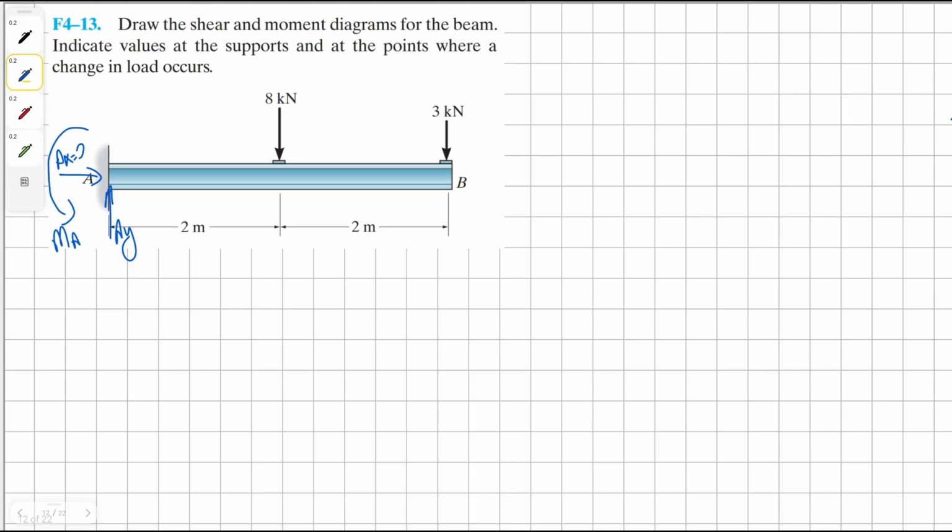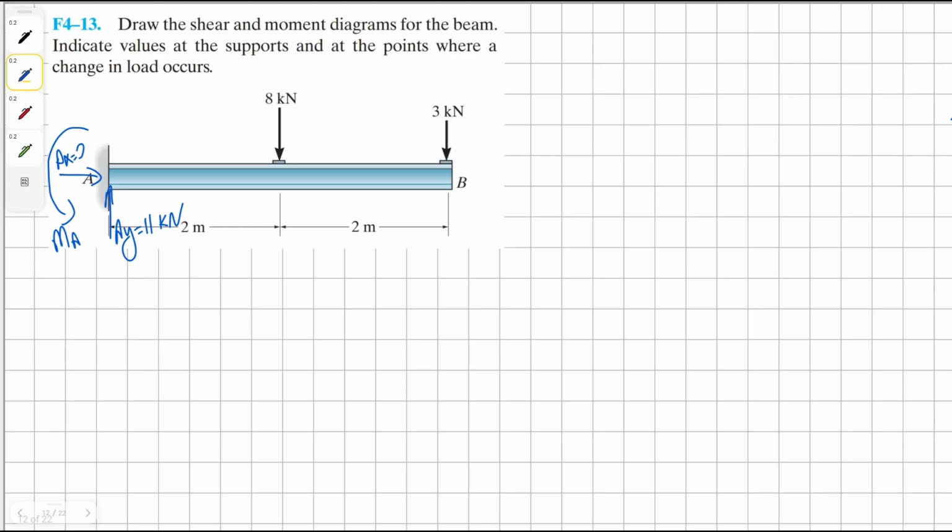To find our Ay, we simply have to sum the forces that are acting vertically on this beam. So in this case, it's 8 and 3. Both are downwards, therefore negative. Solving for this, our Ay is going to be 11 kilonewton. I did it in my head because it's super simple, and you can go back to other videos to find out how to solve for it if you don't know.